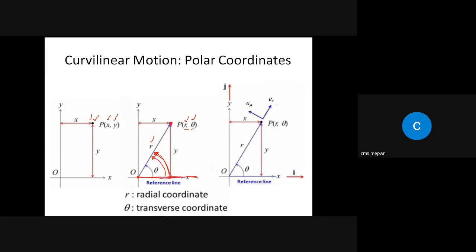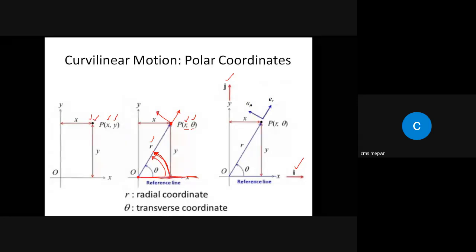Okay, and we know that in the Cartesian coordinate system, the unit vector along x was given by i, and the unit vector along y was j. In the polar coordinate system, this is r, so the unit vector along it will be in this direction, and since the rotation is in this direction, you can see, the unit vector along theta will be in this direction. The unit vector along the r axis can be given by u_r or e_r, and the unit vector along theta by e_theta or u_theta, whichever is easier for you.